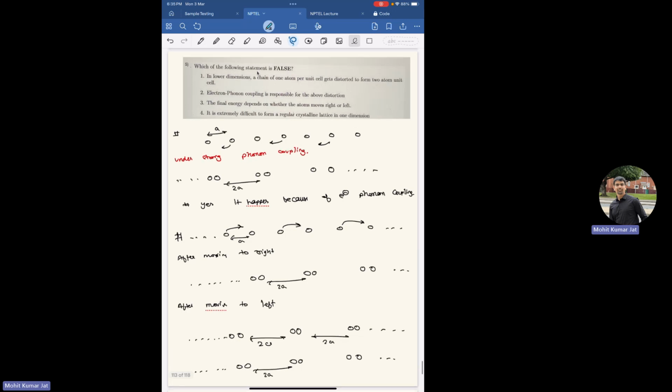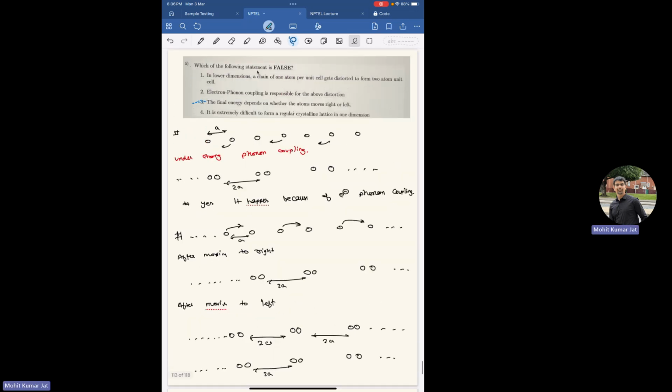Now, this statement is false actually. This statement is false because it says that the energy depends, but the energy will not depend. Now problem number 4: it is extremely difficult to form a regular crystalline lattice in one dimension. No. The 1D lattice does exist, and it is not extremely difficult. It can be difficult, but not extremely difficult because they do exist. So the correct answer here is the third, which is false.